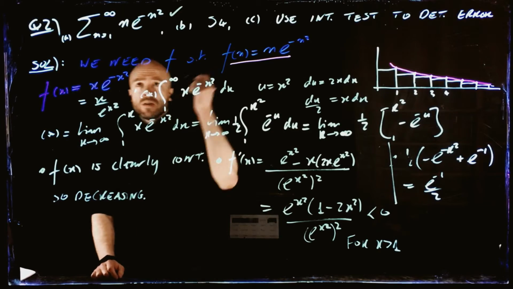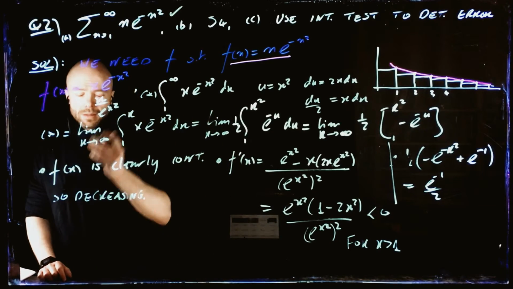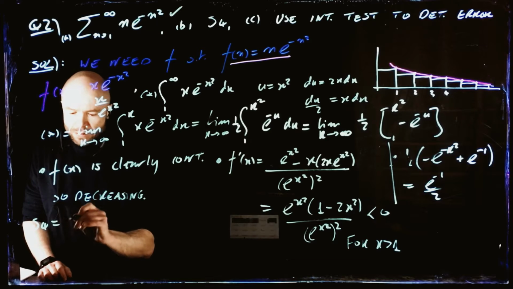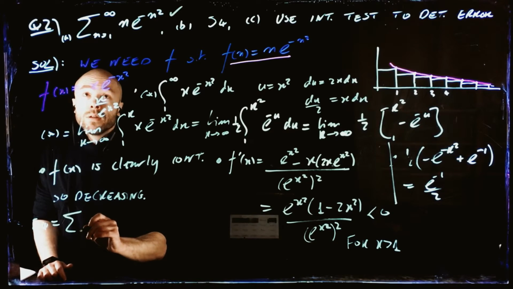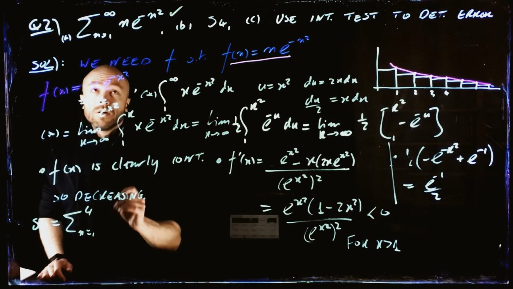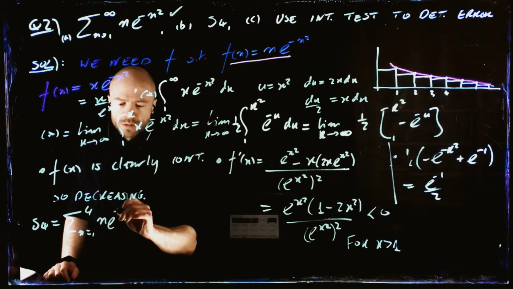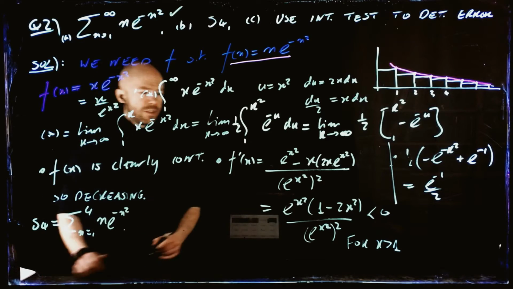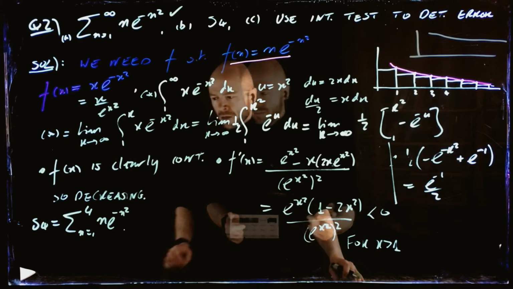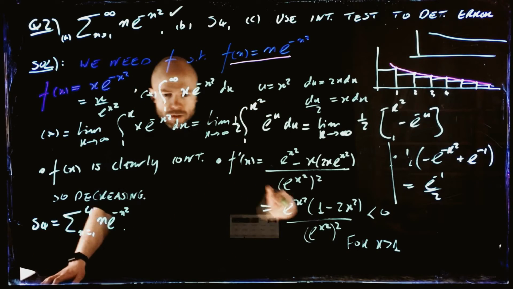Part B, write down what S4 is. Well, that's just the sum from n equals 1 to 4 of this thing, the first 4 terms. And part C is find how close as... All right, cool. Everybody good? Any other questions?